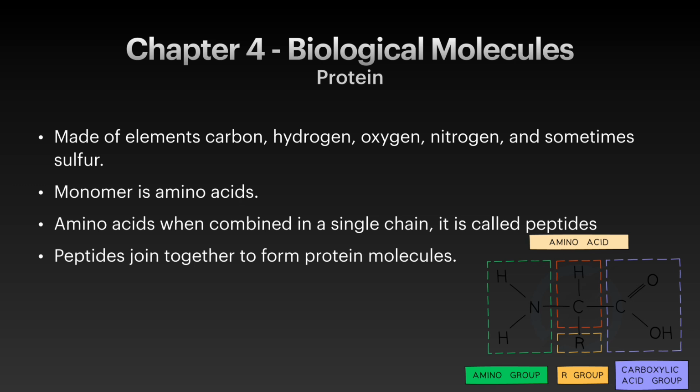Proteins are more complex than fats and carbohydrates. They contain four key elements: carbon, hydrogen, oxygen, and nitrogen, and sometimes sulfur. A single amino acid chain is called a peptide. Many peptides join to form polypeptides, which we call proteins. In the next slide, you will see proteins forming in action from amino acid chains.